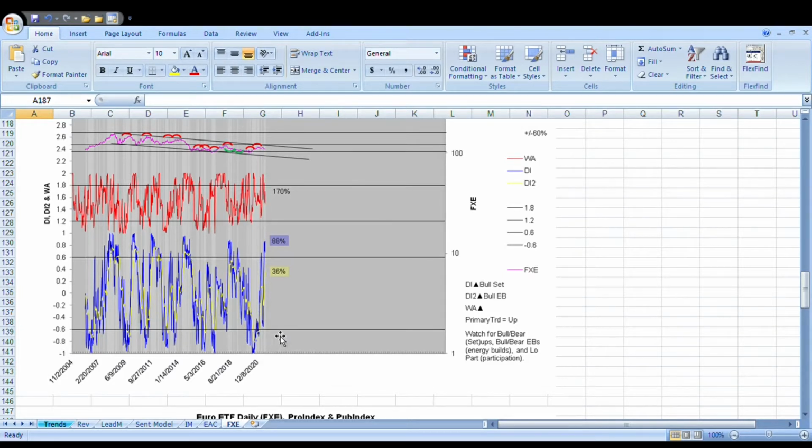The energy build is being released, and as it's getting released, I haven't put it in yet, but there's the green cup that's forming as the euro appears to be rolling over and as the primary trend is in a position to flip down. This is a supporting cup, the opposite of a blocking dome.